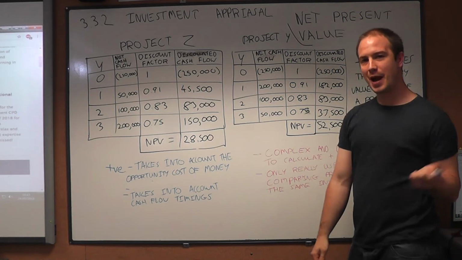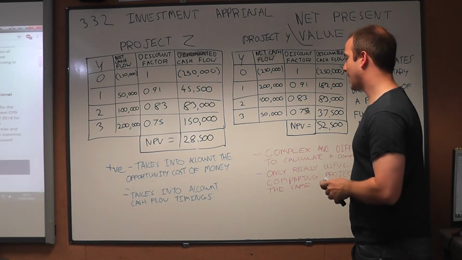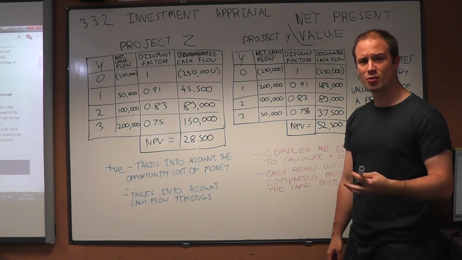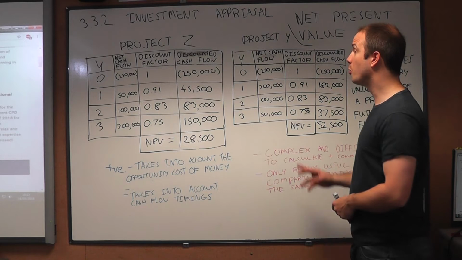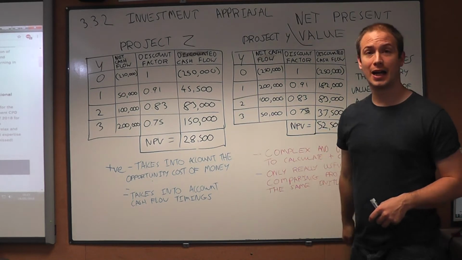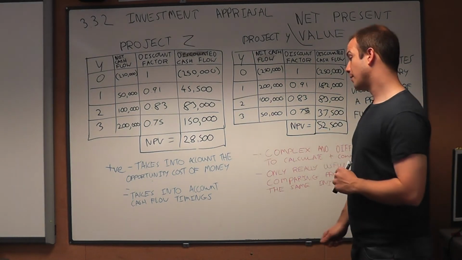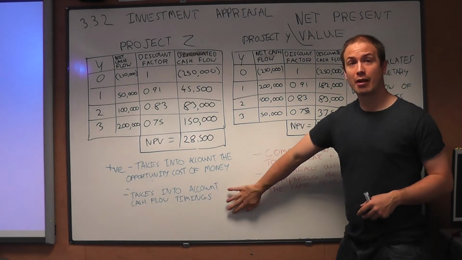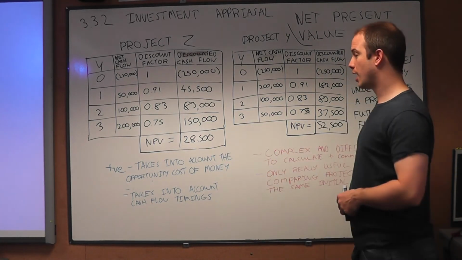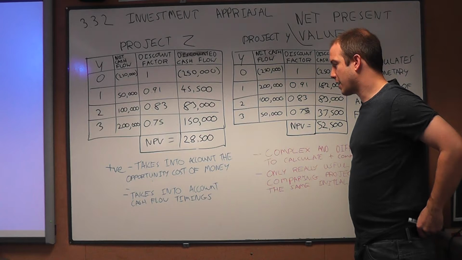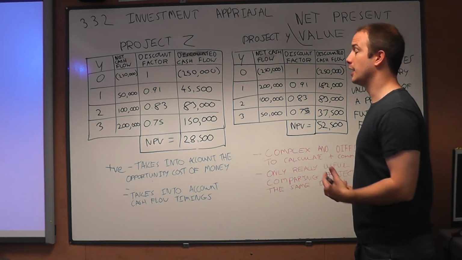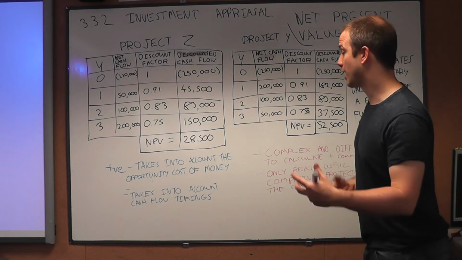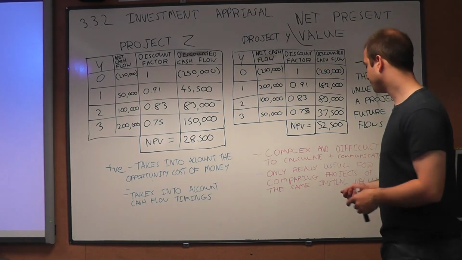The payback period and the average rate of return don't take into account the fact that there is an opportunity cost for that money. Only the net present value does that. It also takes into account cash flow timings. The average rate of return doesn't take into account the fact that money has a greater value earlier in the project, so that's something to be wary of.